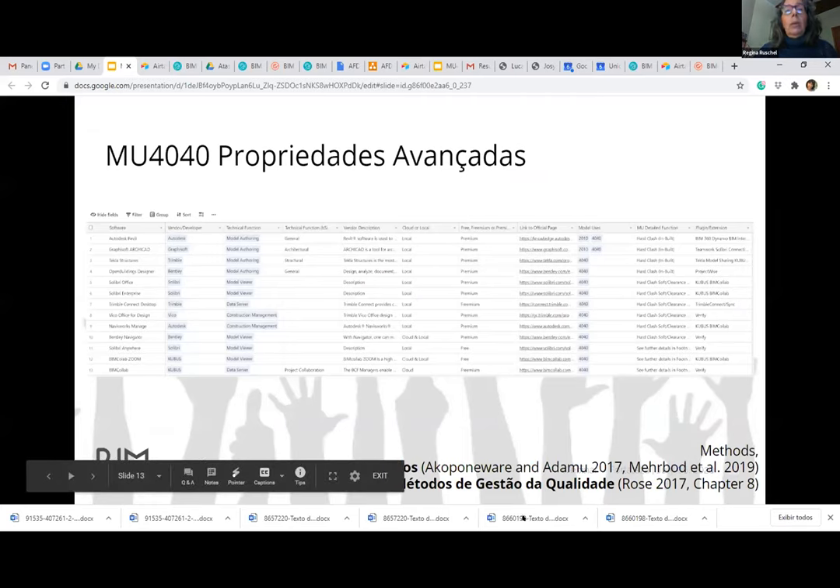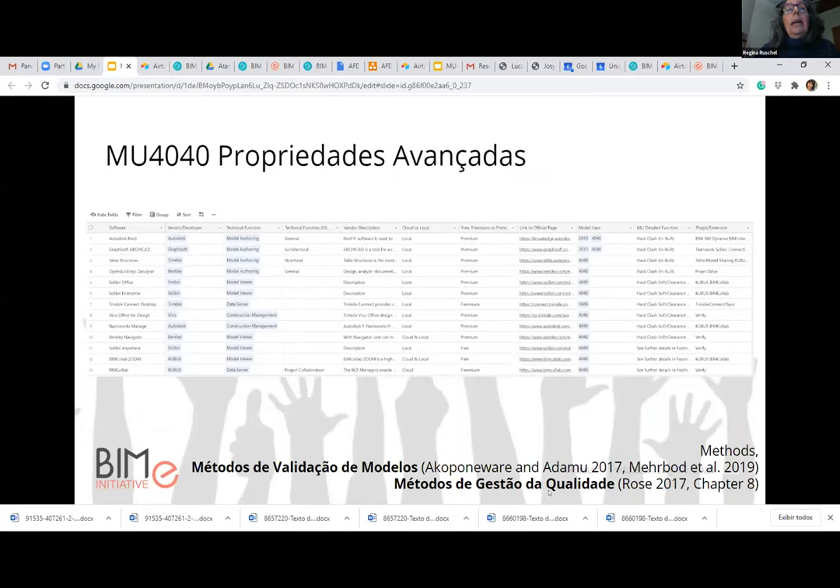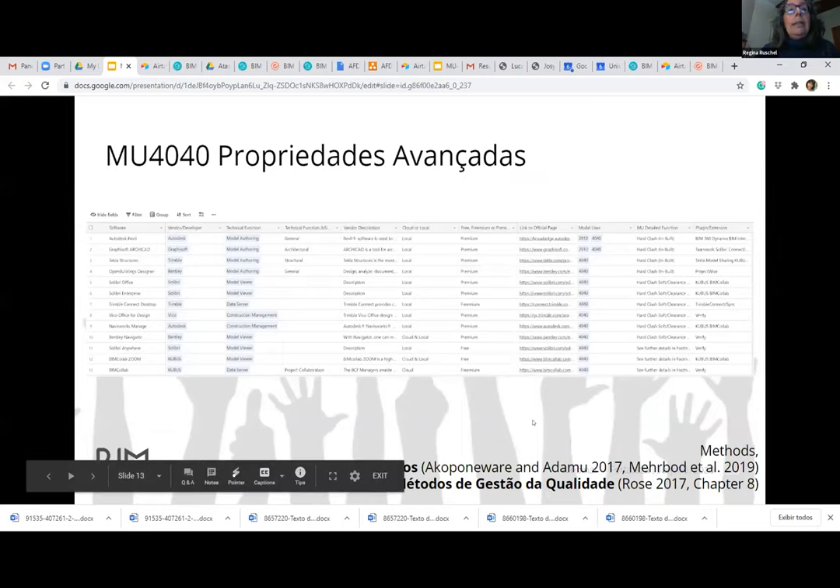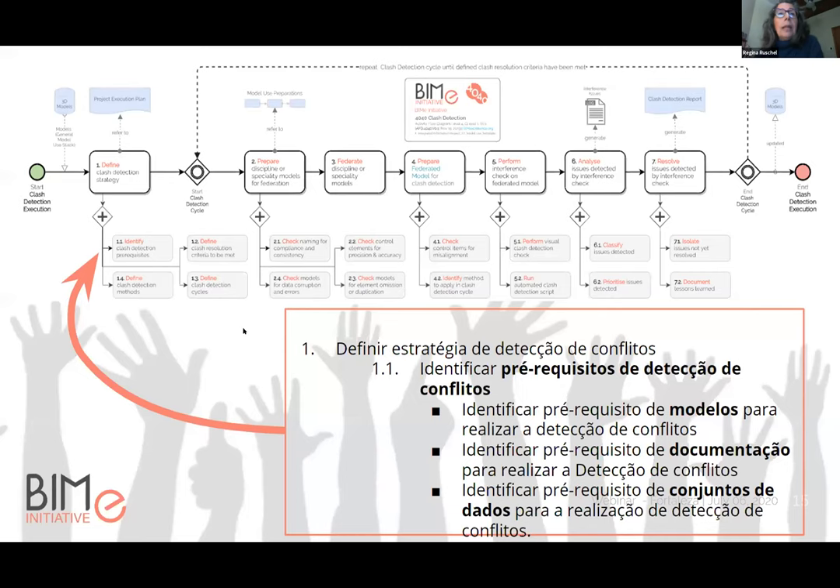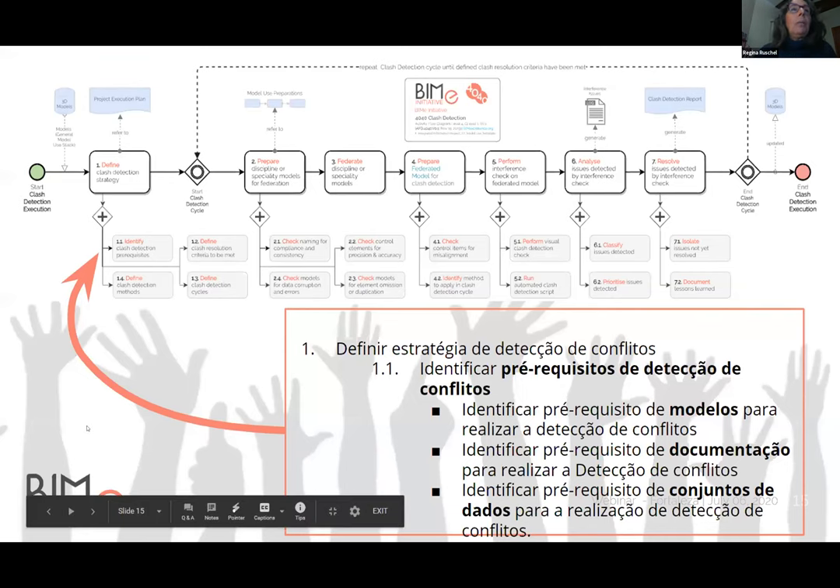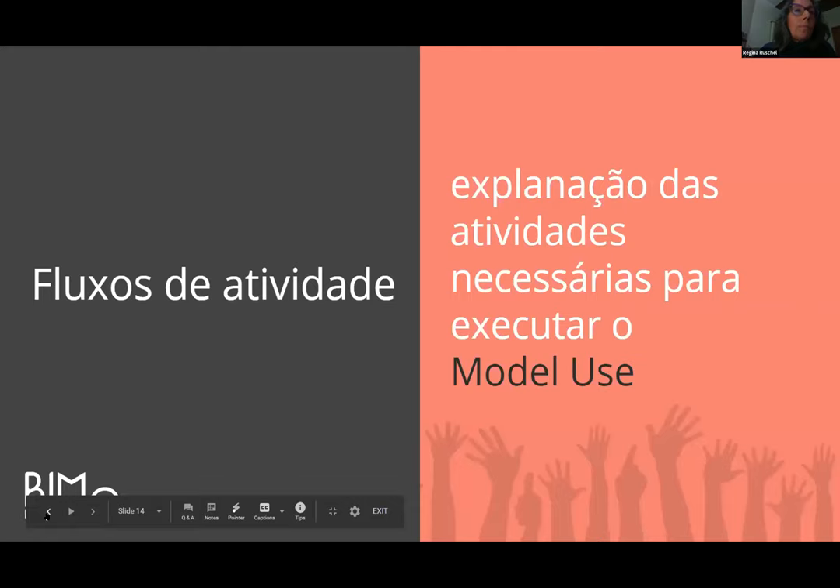Aqui também eu tenho uma descrição genérica do método, tá? Que é método de gestão de qualidade. Então, super interessante a gente entender que a detecção de interferências faz parte da gestão de qualidade. E que existem métodos específicos, né? Então, deixa eu voltar aqui.